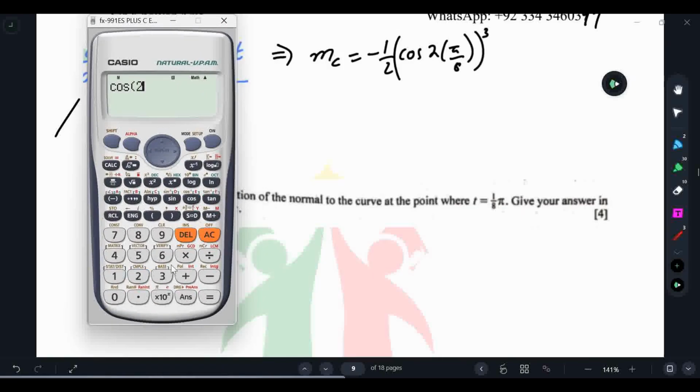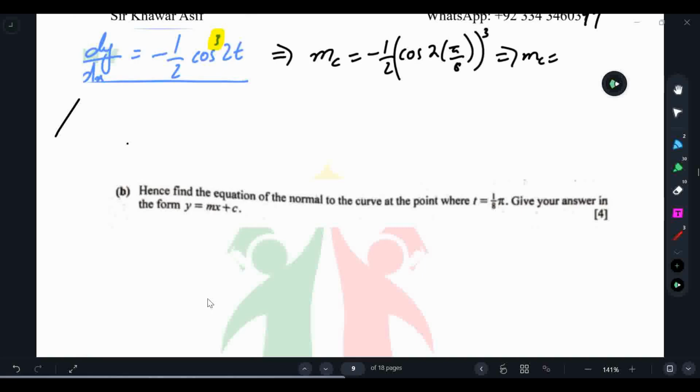cos of 2 multiplied by fraction pi by 8, bracket close whole cube, multiplied by fraction minus 1 by 2. This will be equal to minus square root of 2 by 8. So the gradient of the curve is minus square root of 2 by 8.